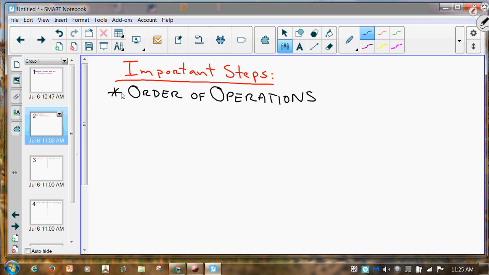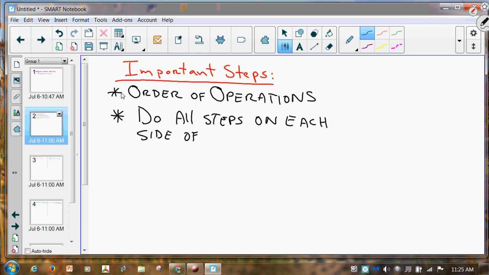The next thing you want to do is carry out the collection of terms and the order of operations on each side of the equal sign. So do all steps on each side of the equal sign first, and then the third thing is to collect all terms.